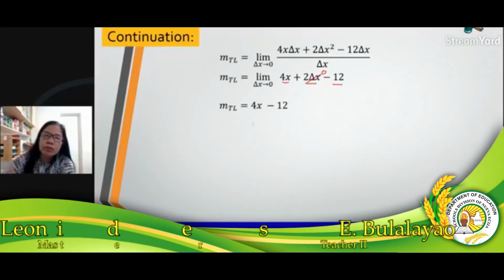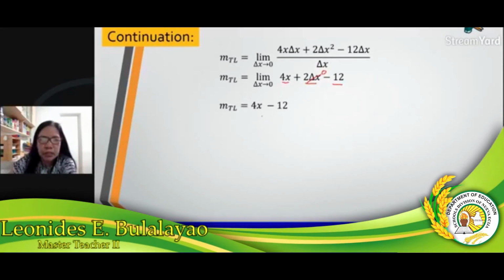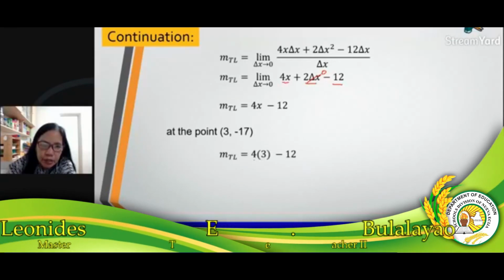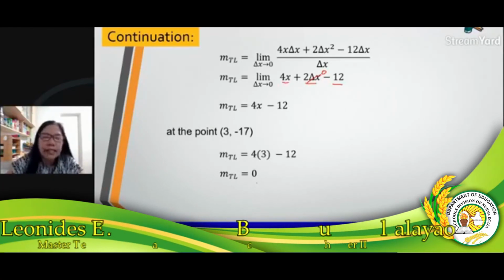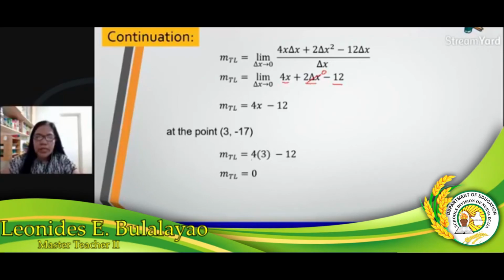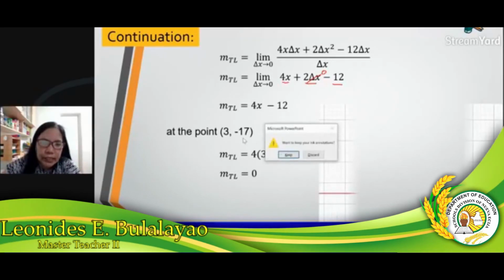So the slope of the tangent line is 4x minus 12. So at the point (3, negative 17), we have to plug in 3 here. So 4 times 3 is 12, then minus 12. So we have the slope of the tangent line is 0. And this means that the line is horizontal. So again, let us check.